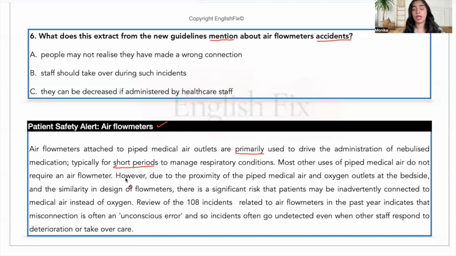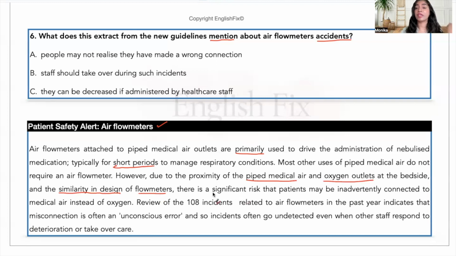However, due to the proximity, the closeness. This is what we mean. So proximity, what do you see in your proximity? What do you see in your surroundings? So here the proximity means the closeness, how closely they are situated in a place. So due to the proximity of the piped medical air and oxygen outlets at the bedside of the patient, of course, and the similarity that they have in design of flow meters, that means these are very similar to each other in terms of how they look.